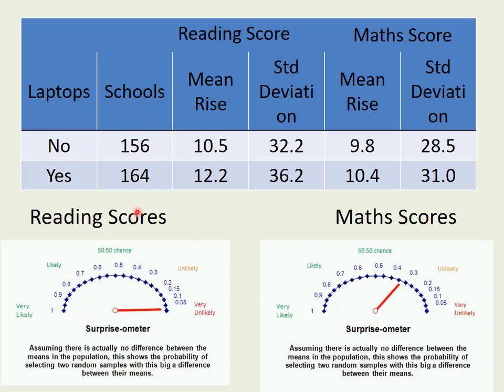Taking reading, if laptops had no effect, then the chance of getting this big a difference randomly was very, very unlikely. It's well below 5%. Whereas on the maths side, if the laptops had no effect, the chance of getting a difference as big as this just through random variation is about 30-odd%, so 1 in 3 or so. So that's quite believable. So here we have different conclusions.